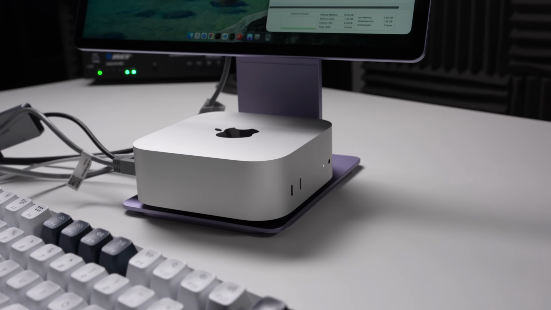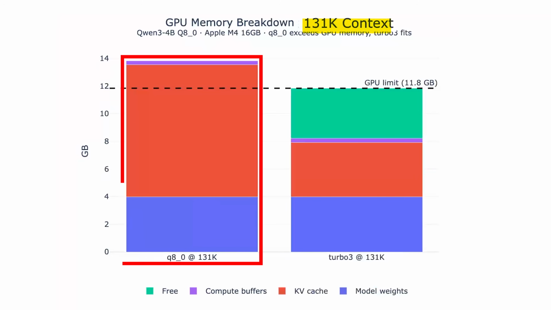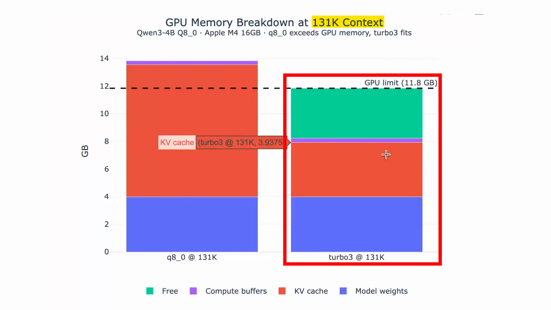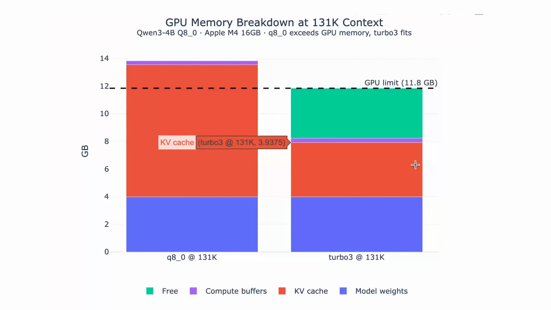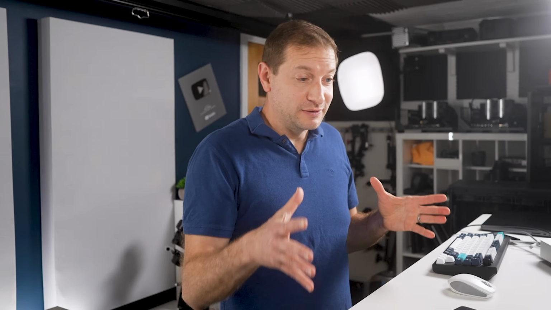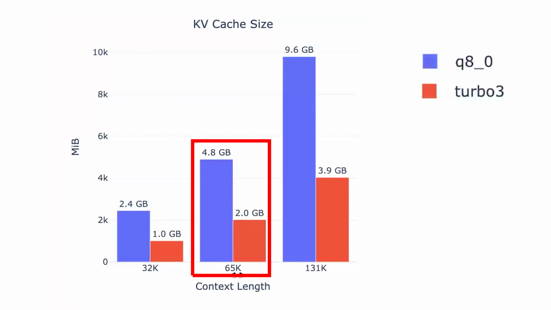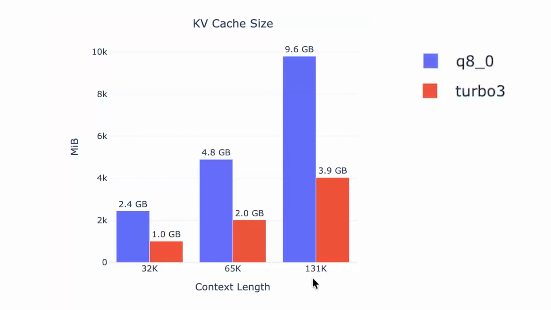On the Mac Mini, loading up the Q8 version with 131,000 context window just crashes. However, Turbo 3 runs 131K context comfortably with 3.6 gigabytes to spare. Same model, same machine, Turbo gives you 2 times more usable context. And I tried different context lengths, 32K, 65K, 131K, and at each level we saw a huge difference in the number of gigabytes that were chomped up.